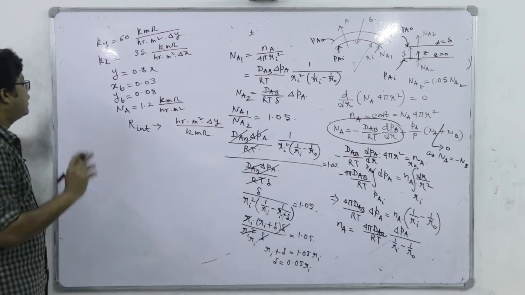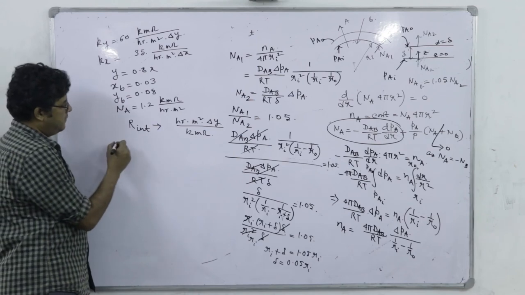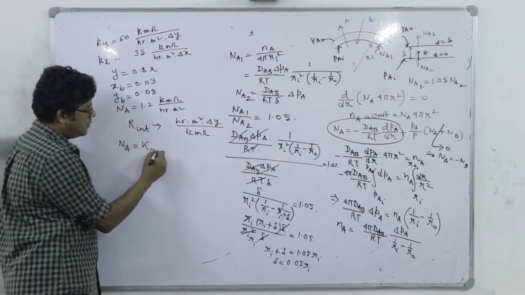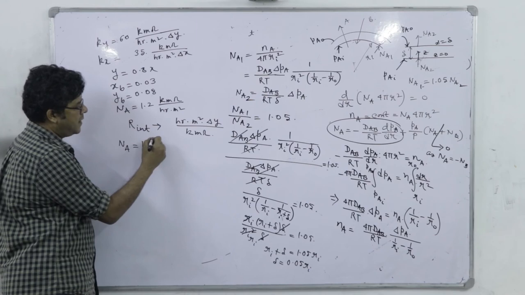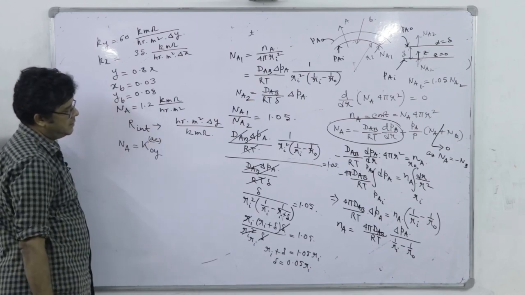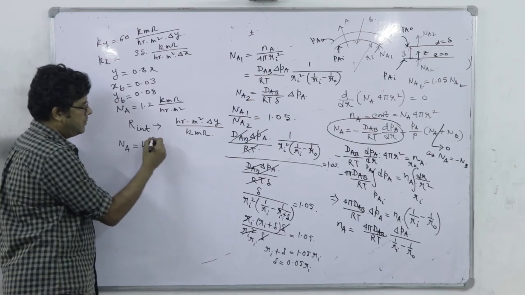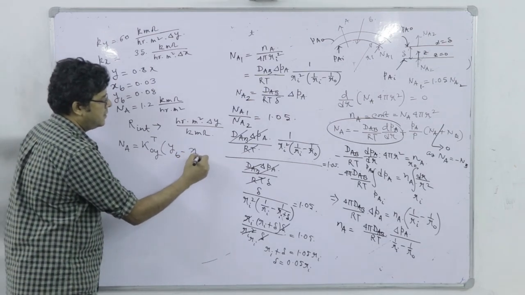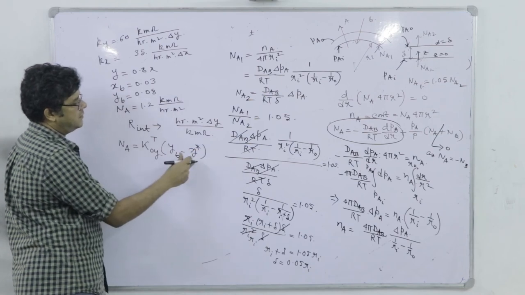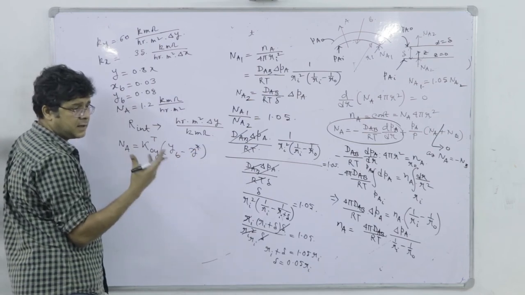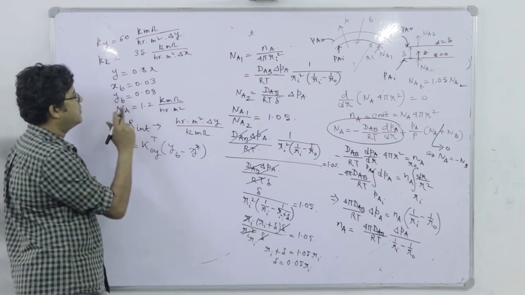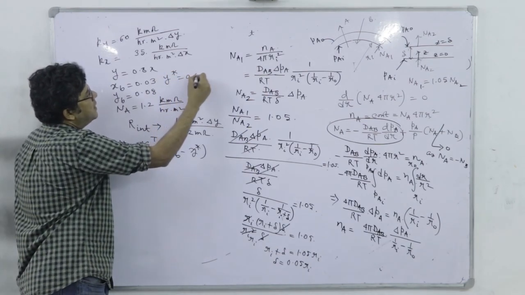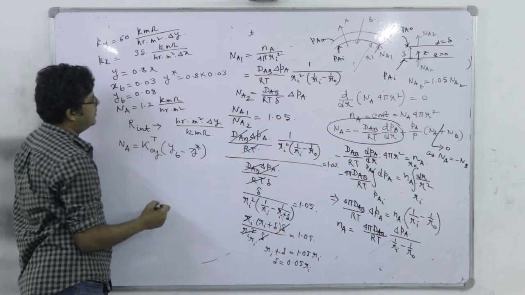Right. So how will you get the interfacial resistance? See, Na we can write, it's based on gas phase mass transfer coefficient. So KOY, this is actual, KOY total into YB minus Y star. Y star is the gas phase composition which is in equilibrium with bulk liquid phase. So XB is equal to 0.03, so Y star is equal to 0.8 into 0.03, right.